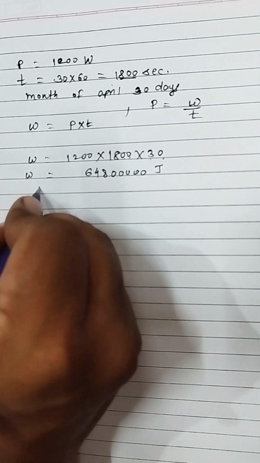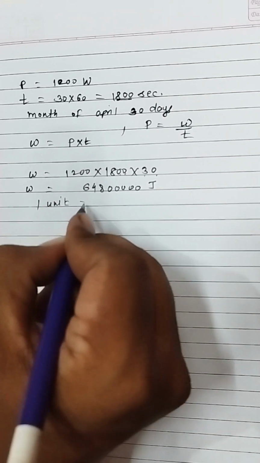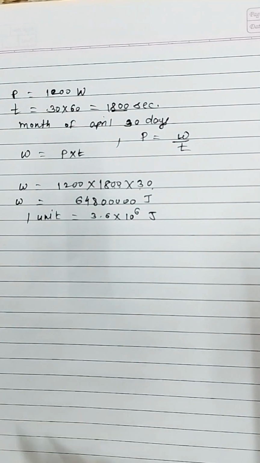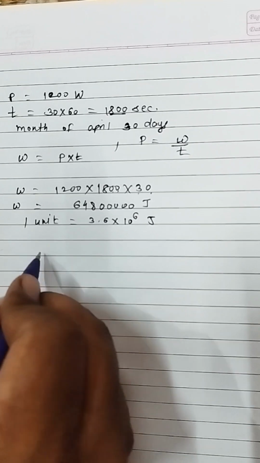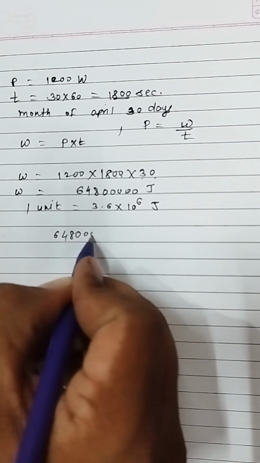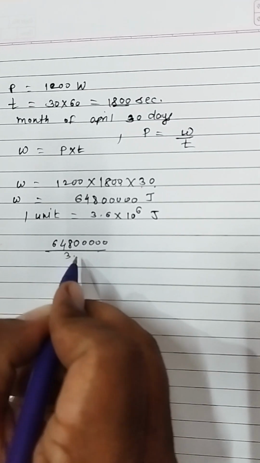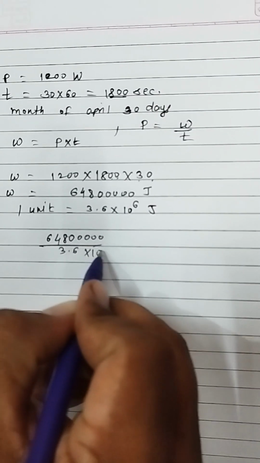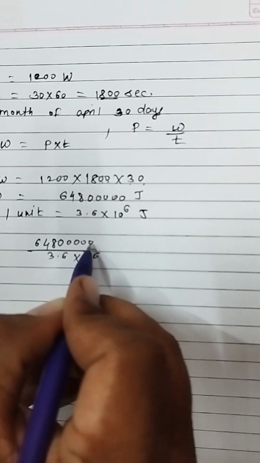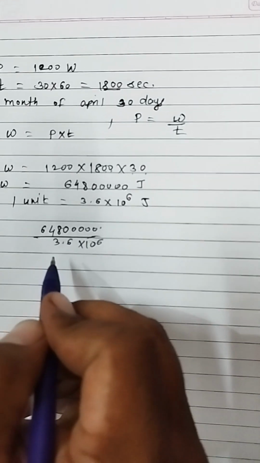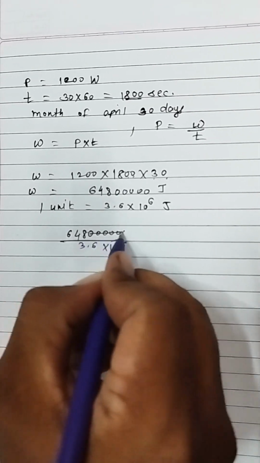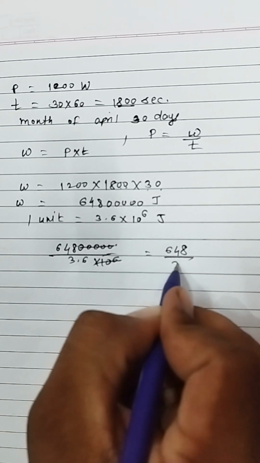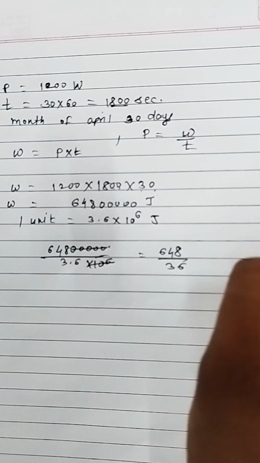But we know that 1 unit is equal to 3.6 into 10 raised to 6 joule. So now we have to divide this number by this. So 6 crore 48 lakh divided by 3.6. Now here 10 raised to 6 is there, and here 5 zeros are there. So we are going to convert this, one more zero, and we will get 36. Then the zeros will be cancelled, and then 648 divided by 36.